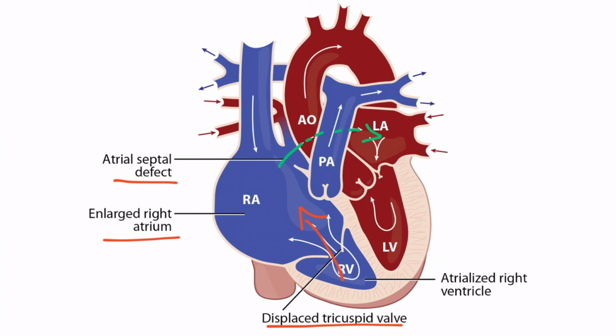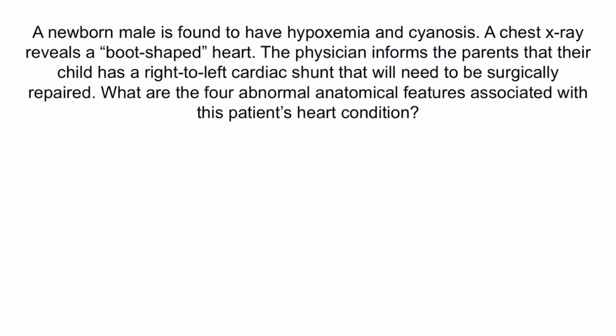All right, now that we've covered the disorders, let's review with a question. A newborn male is found to have hypoxemia and cyanosis. A chest X-ray reveals a boot-shaped heart. The physician informs the parents that their child has a right-to-left cardiac shunt that will need to be surgically repaired. What are the 4 abnormal anatomical features associated with this patient's heart condition?